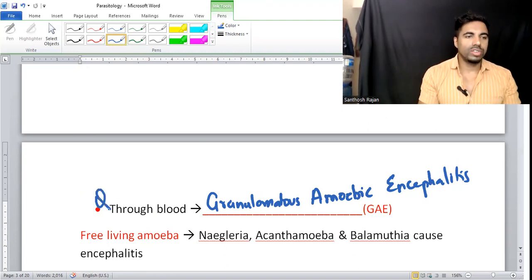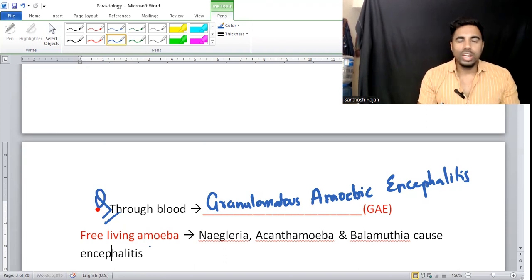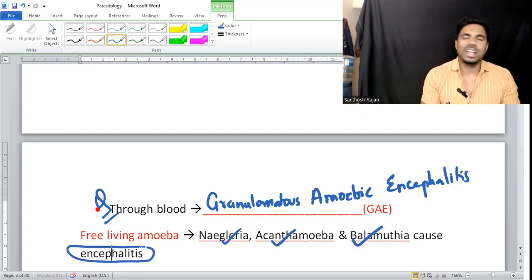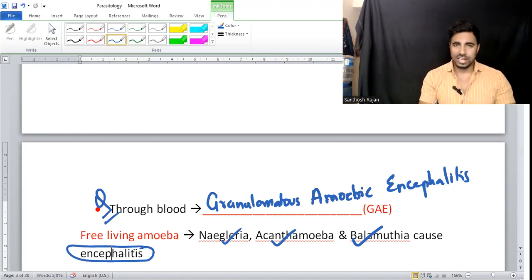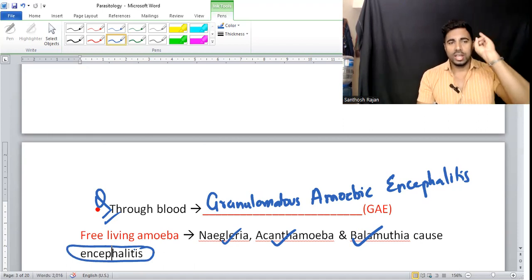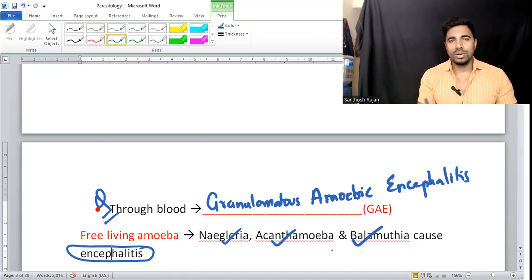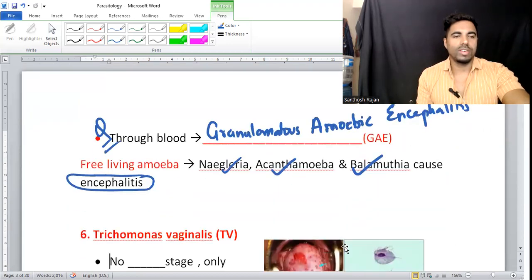This is also a frequently asked question, you will get it. Among the free living amoeba, apart from Naegleria and Acanthamoeba, Balamuthia is also there, and it causes encephalitis. All these three can cause encephalitis. They can ask you, which of the following amoeba can cause encephalitis? The answer: Naegleria, Acanthamoeba, Balamuthia. Nagel, Akon, Balu.